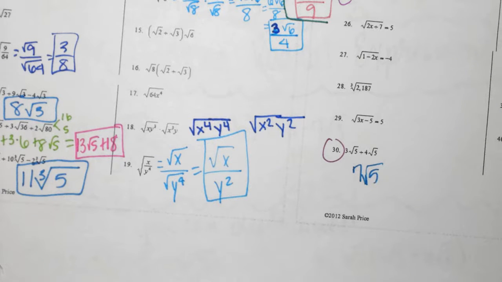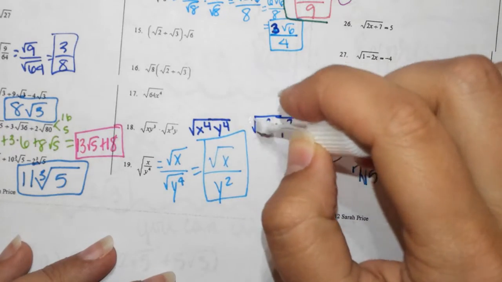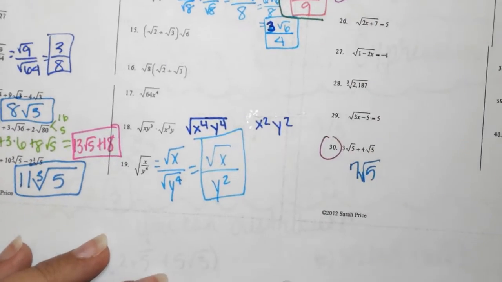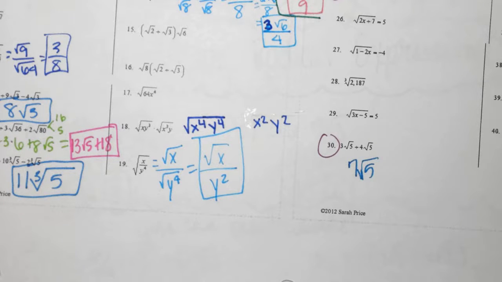So it should not have a radical over it. It should just be that. Does everybody see how we got that? Are you sure? Do we need to do one more together? Are we ready to move on to distributing? Let's do one more together.